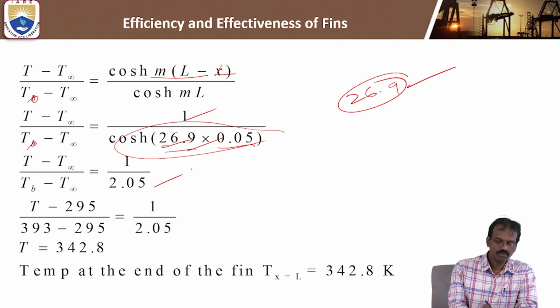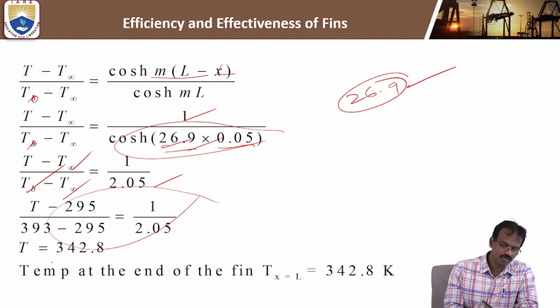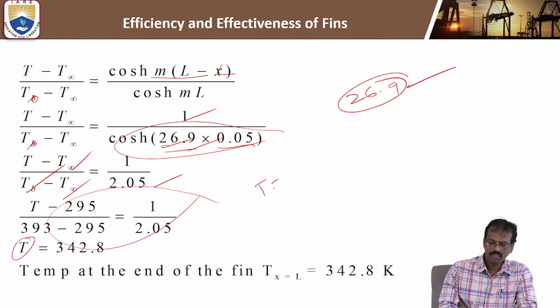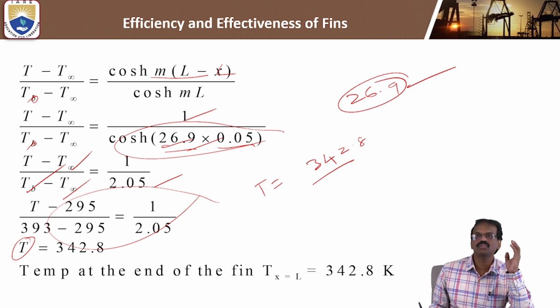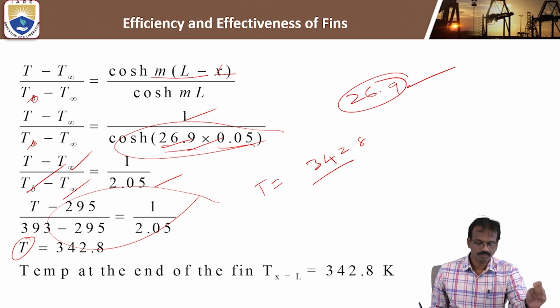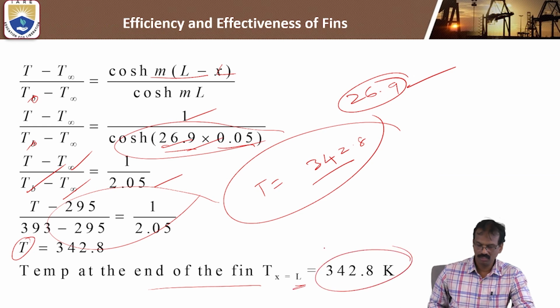Then substitute the T infinity value 295 and T naught value 393. If you substitute all the values, then we will get the T value. So this is the temperature T, 342.8 at the end of the fin. End of the fin means at x is equal to L, where L is equal to 50 mm length. This is the temperature at the end of the fin. This is the first point.